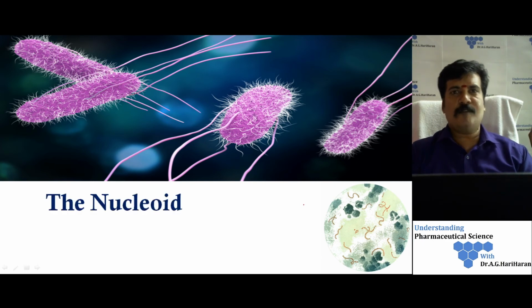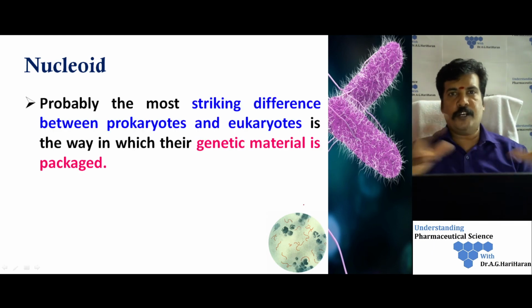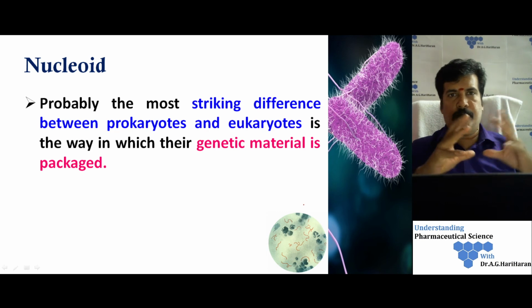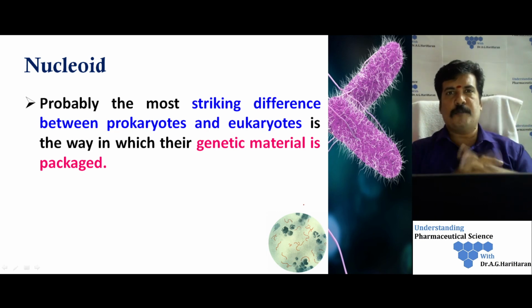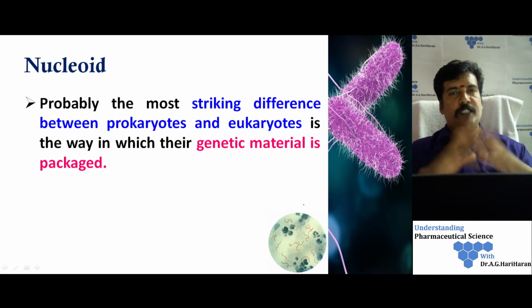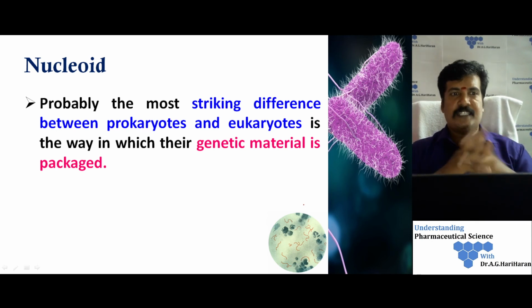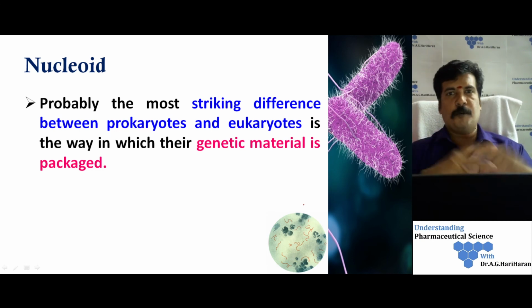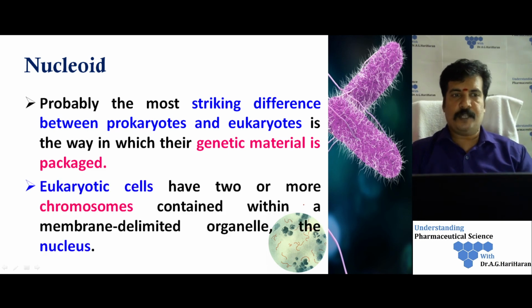And the second one is the nucleoid, which is present in the bacteria. As I have already told you, the location of the genetic material is the striking difference between the prokaryotes and the eukaryotes, because the eukaryotes carry a membrane bound internal structure. That means the DNA is packed inside a nuclear membrane, which we call a nucleus, whereas the prokaryotes don't have a nucleus. It is generally located in the cytoplasm itself.